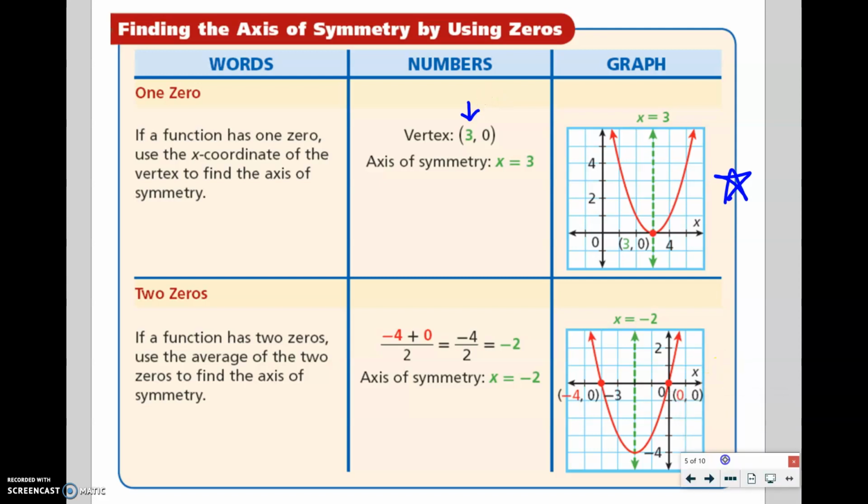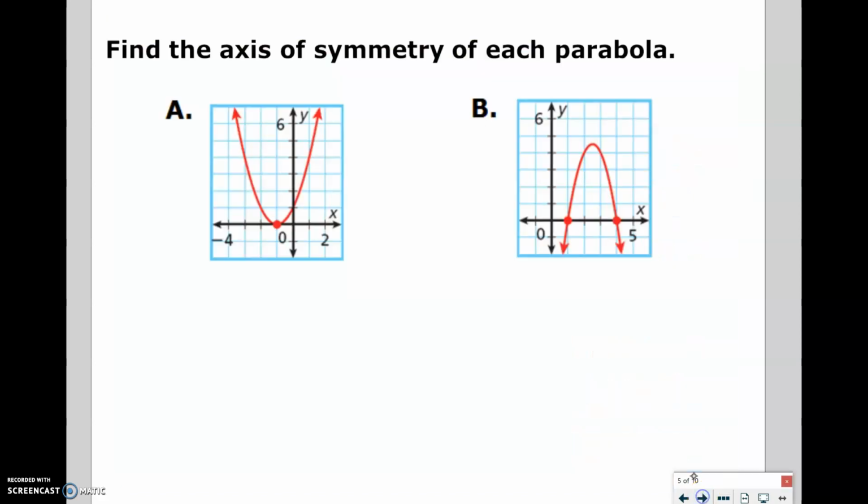Now when you have two zeros, like this one down here, really what you're doing is finding the average of the two zeros, because that's going to give you the middle of those two zeros. So you take the two x values, in this case -4 and 0, and you find the middle. This one would be pretty easy to say, oh, it's -2, but if they were harder numbers, you could say -4 plus 0 and divide by 2. You're finding that average. So you can see the axis of symmetry on this one is x is equal to -2.